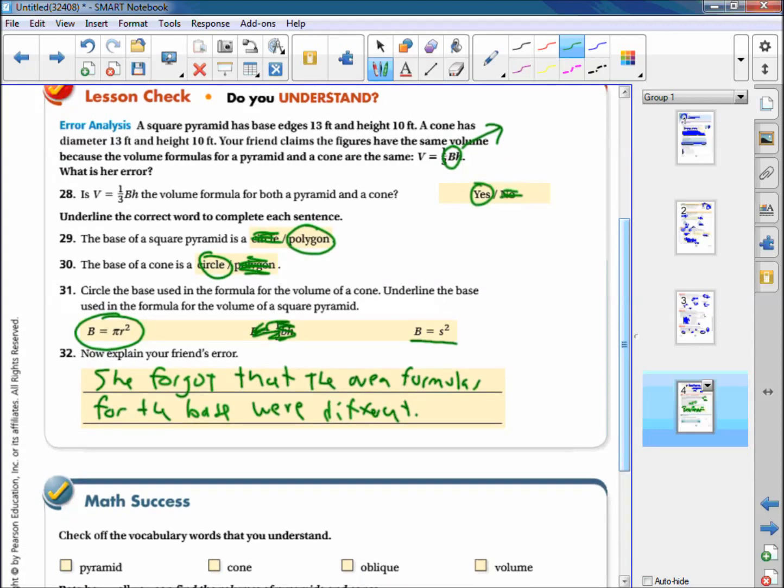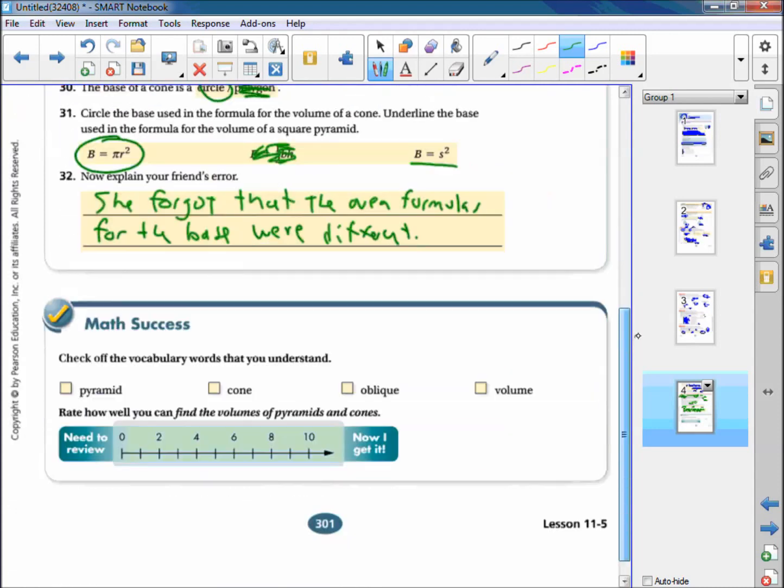This one's for the edge of our square, so this would actually have an area of 13 by 13. And this one's for the diameter of our circle, so this one would actually have an area of pi times 6.5 squared. And these two are not equal to each other. Okay, so that concludes our lesson for the day.